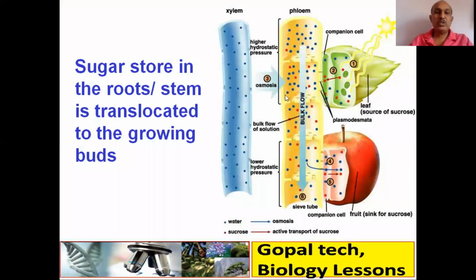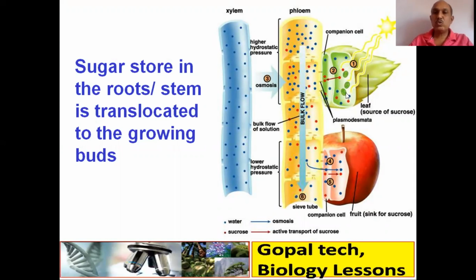Okay, here you can see during the spring season, sugar stored in the root and stem is translocated to the growing buds, during the winter season when there are no leaves at all. Okay, so it can be upward also. So this is, you can see, a leaf. Okay, everything is clearly shown.